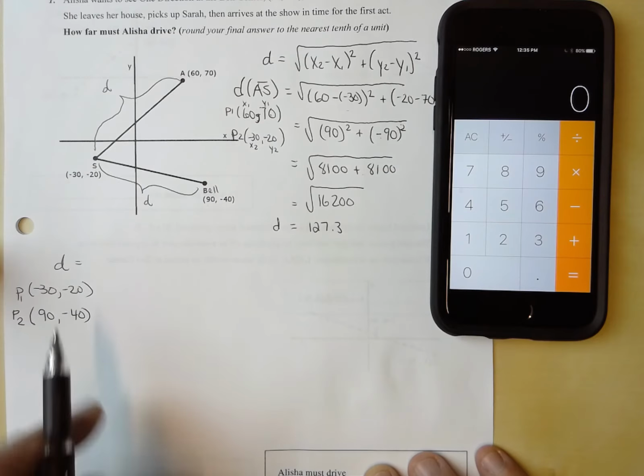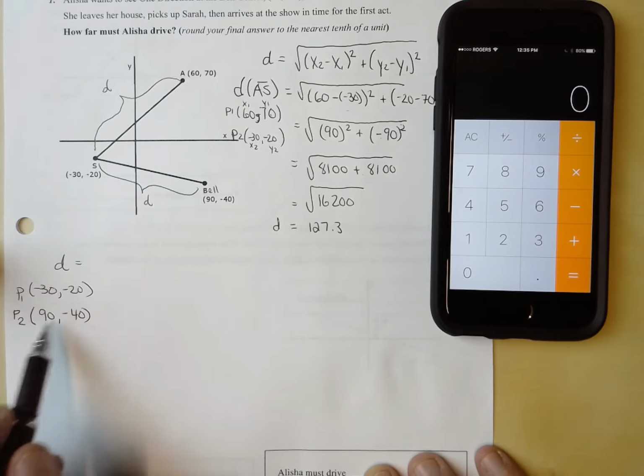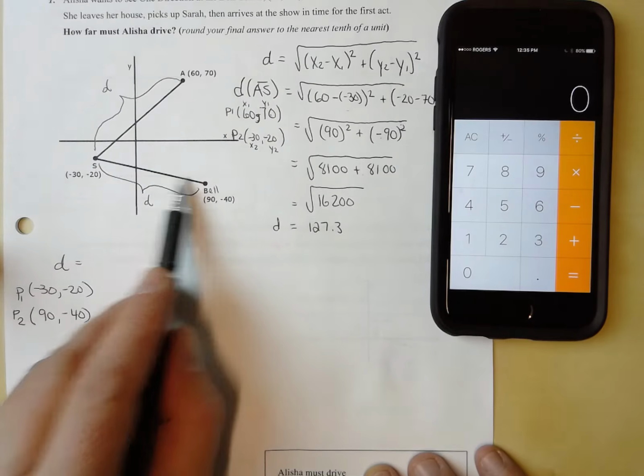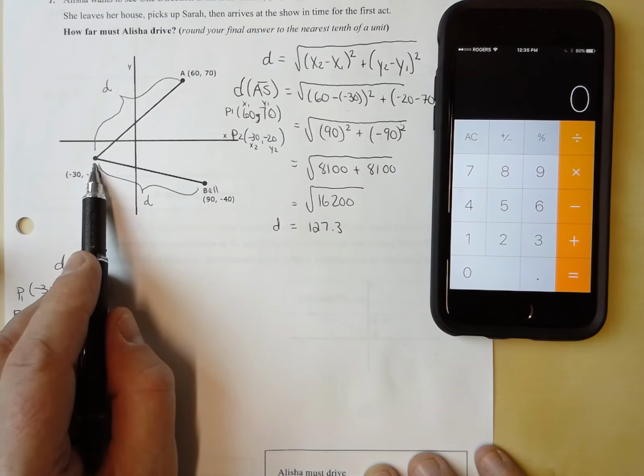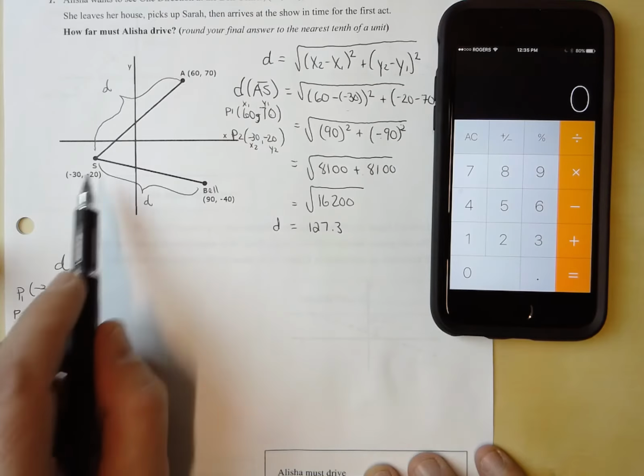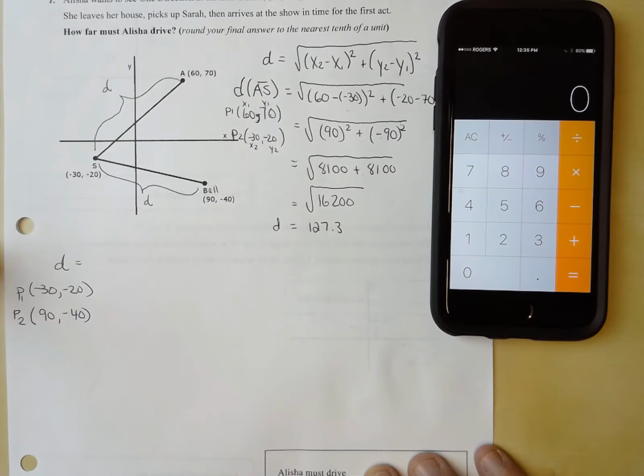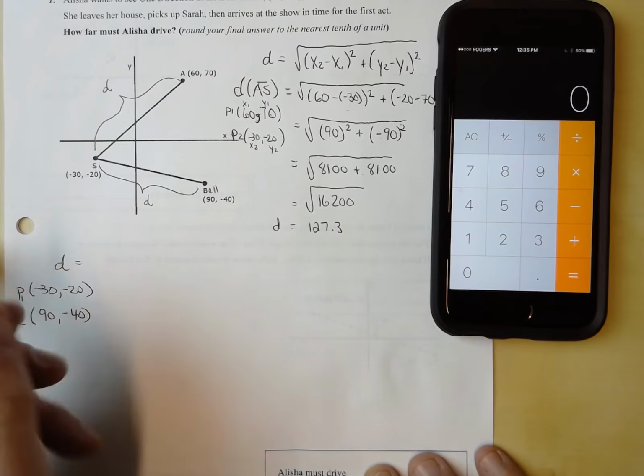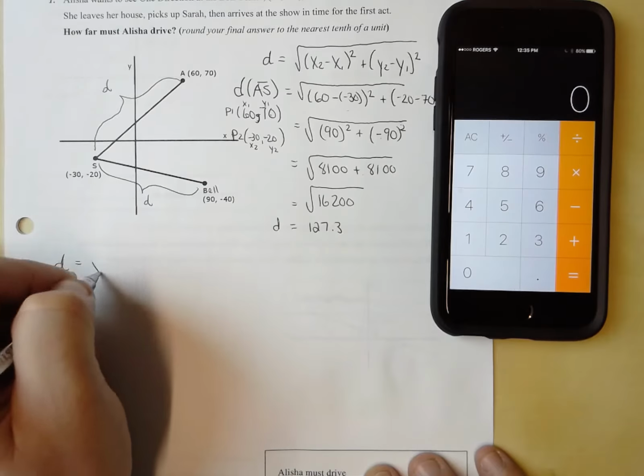And in distance, it doesn't really matter, truthfully, which one is which, because the distance from S to B is the same as the distance from B to S. But for the other formulas, it really matters where we start, or at least for the locate a point formula. So it's a good habit to get into. Your starting point is your P1.